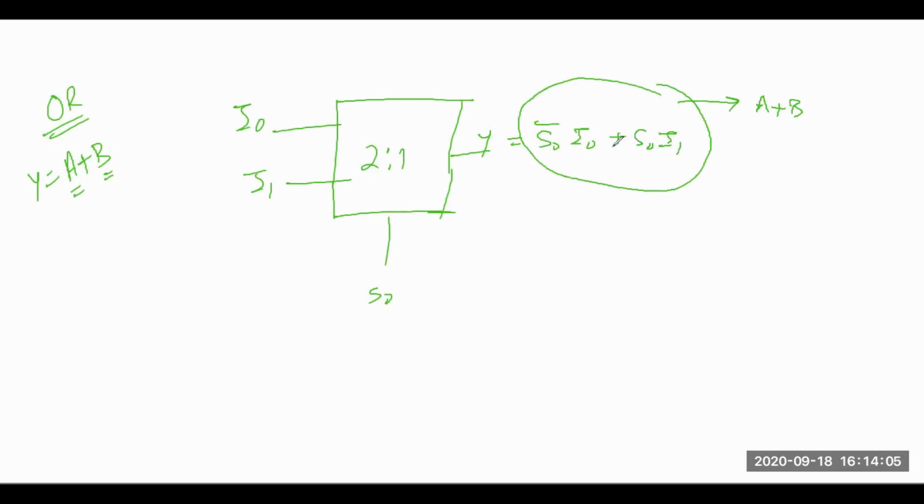Suppose for doing this operation, I'm taking S0 equal to A. So this will be A dot I1. Now I need to take this I1 as 1. Now it is A into A dot 1, that is A.